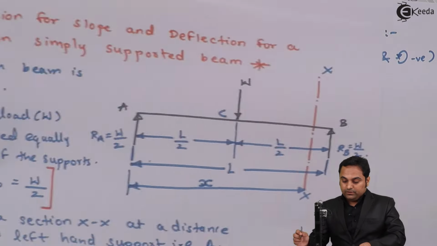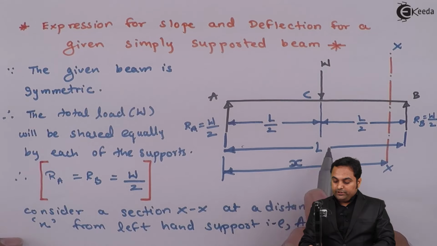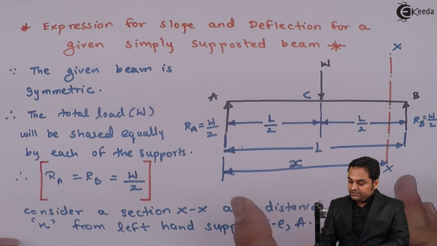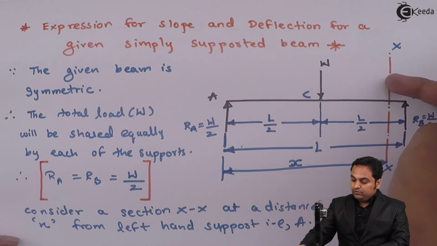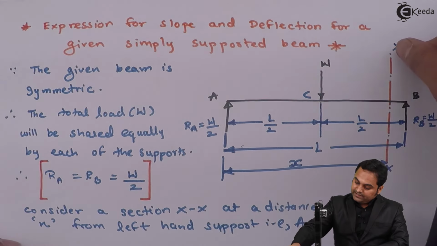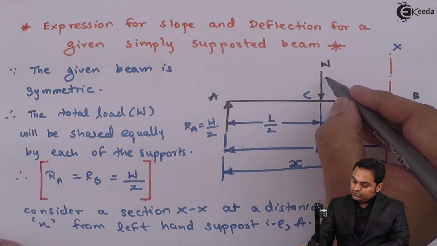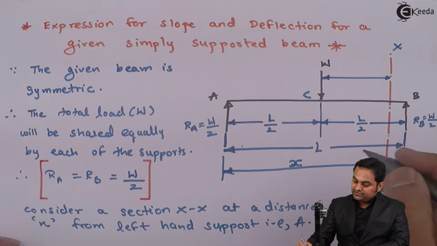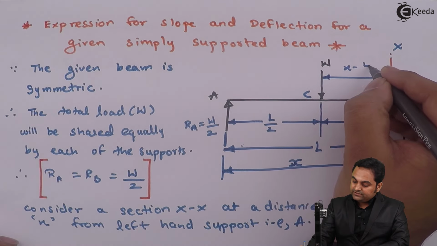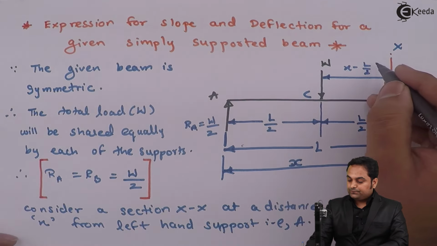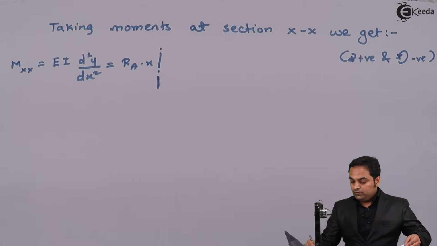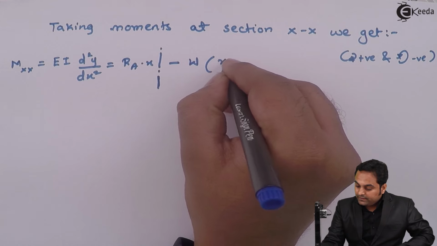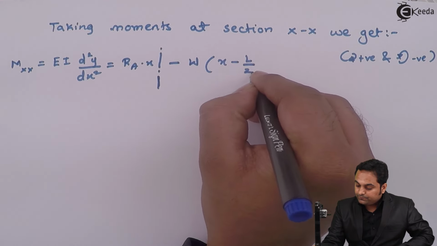Next, W produces anticlockwise moment and it is located at a distance of x minus L by 2 from the section. As I can see here, the section is at x, so the distance between the load W and section XX is x minus L by 2. So it is minus W into x minus L by 2.